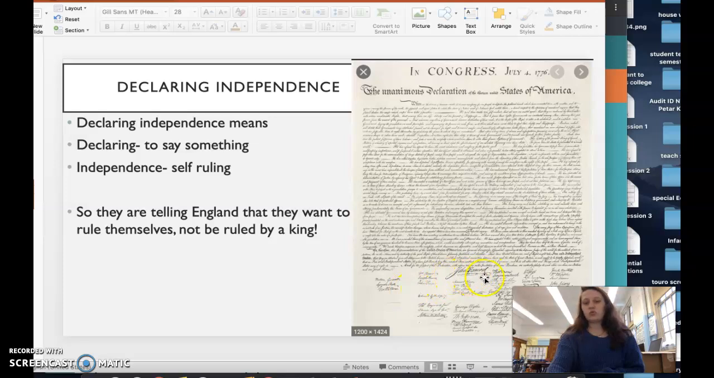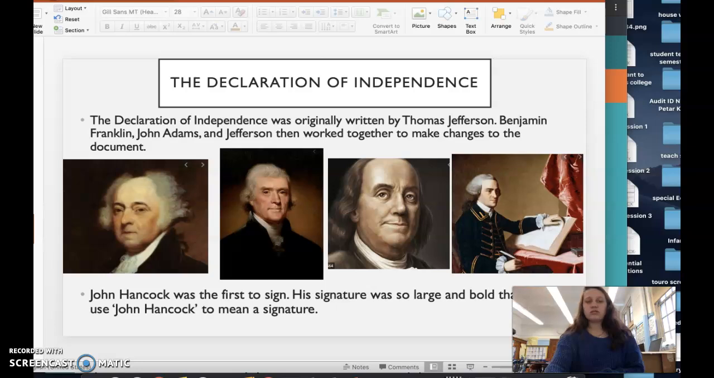And if you look, there's one name that is the biggest. And we're going to talk about who that was. These men here that you see on your screen, they wrote the Declaration of Independence. Their names were Thomas Jefferson, Benjamin Franklin, John Adams, and Jefferson. They wrote and made changes to this document so that it would be perfect.